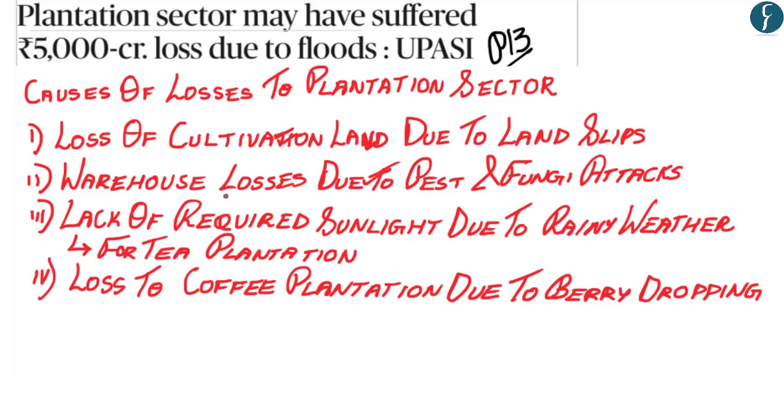So now hopefully you've understood the four reasons given in the article for the losses to the plantation sector in Kerala and in regions of Tamil Nadu and Karnataka.